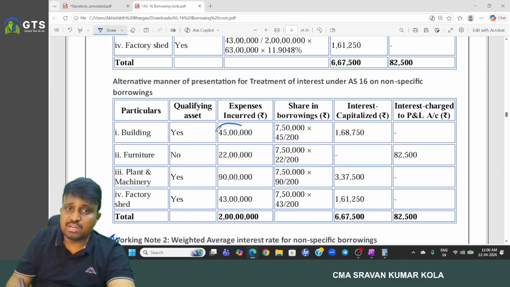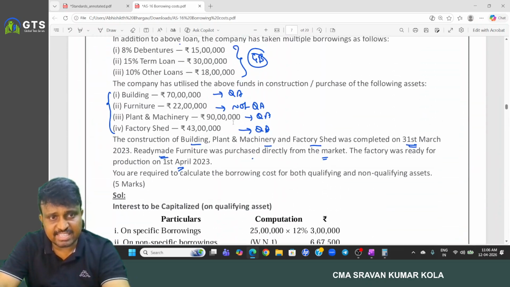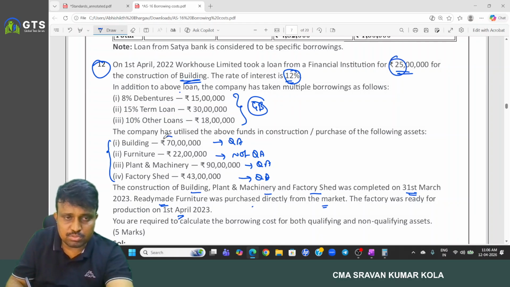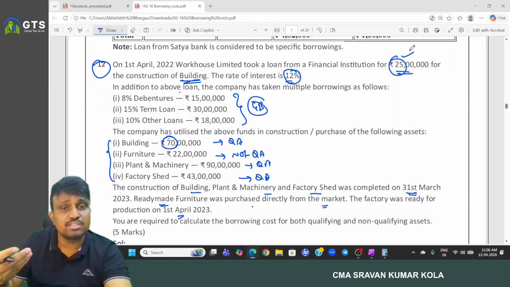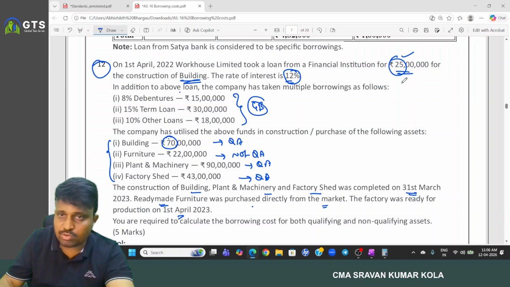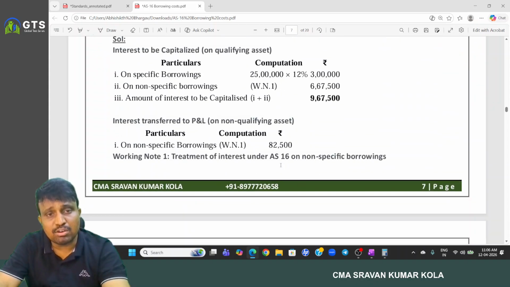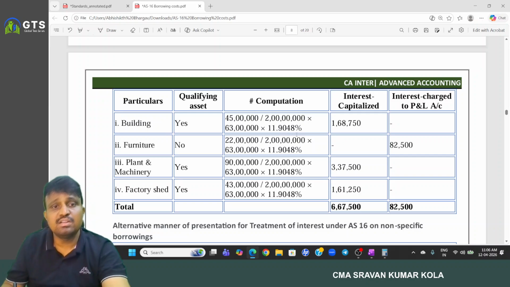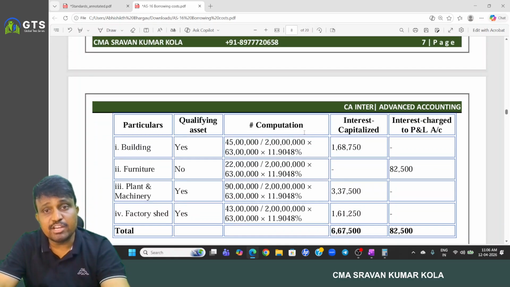Coming to the total borrowing, first on the building, because the specific loan was taken for the construction of the building only, this 25 lakh will be used for building purposes. Out of the 70 lakhs, 25 lakh is the specific loan, and the remaining 45 lakh is the general loan. So 25 lakhs into 12% is completely to be capitalized, and the remaining 45 lakhs into the general rate, 11.9048%, we have to consider, and we need to apportion it.